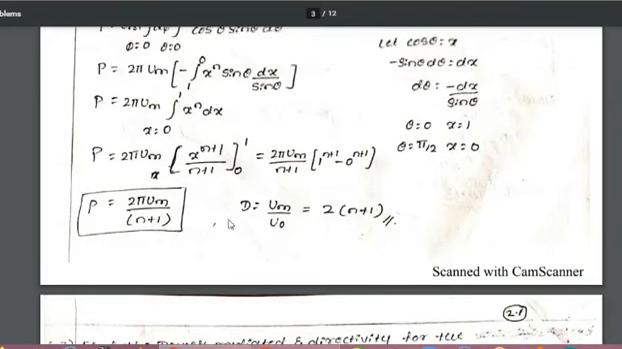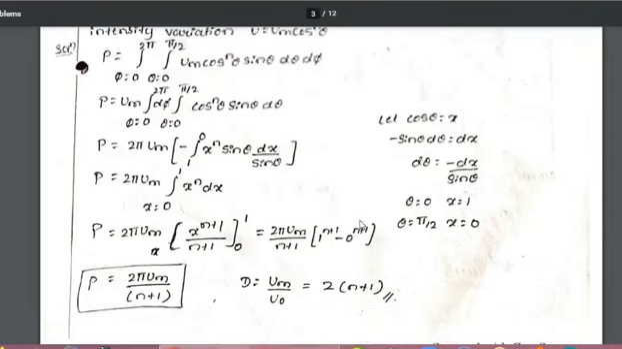Now how do we find the directivity in this case? D is equal to Um divided by U naught, where P is equal to 4 pi U naught. Substituting the Um and U naught here, we have 2 into bracket of n plus 1. That is what we wanted to prove.